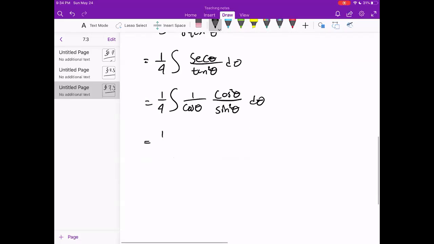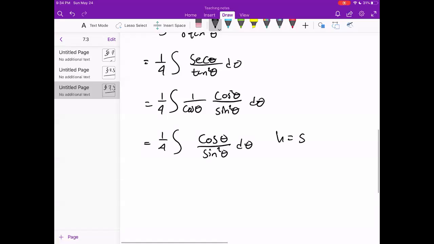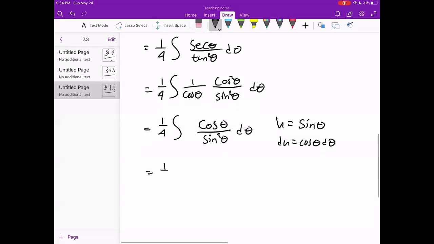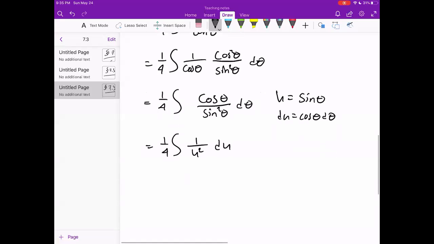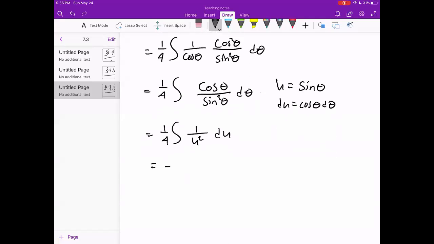We'll keep going. 1 power of cosine cancels. I have cosine theta over sine squared theta d theta. This is a u substitution integral. You let u equal sine theta. Du will be cosine theta d theta. So this is 1/4 the integral. I have a cosine theta d theta here. So this is going to be 1 over u squared du. This is negative 1 over 4 times 1 over u plus a constant.